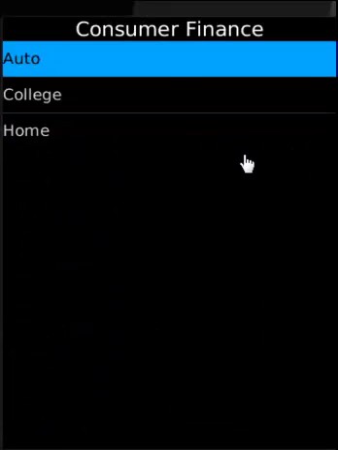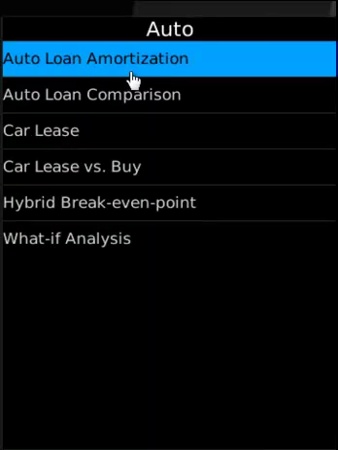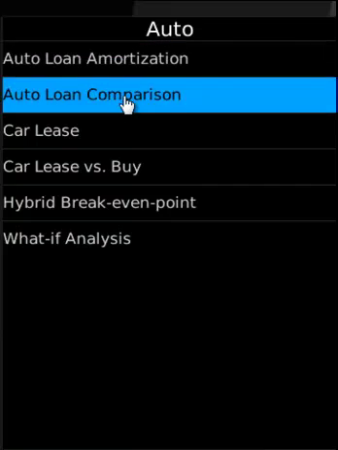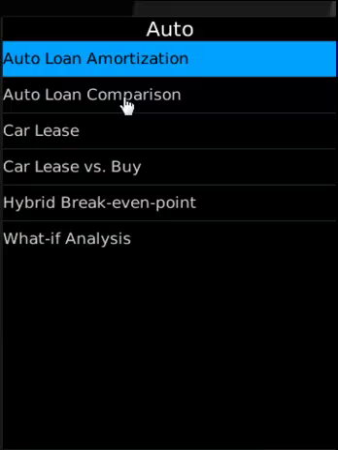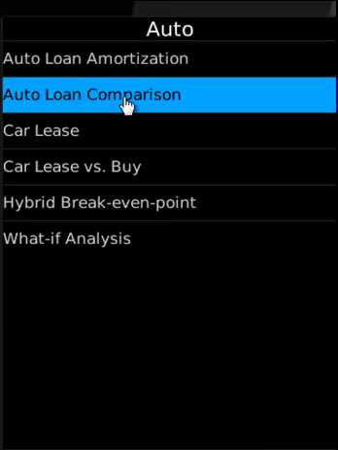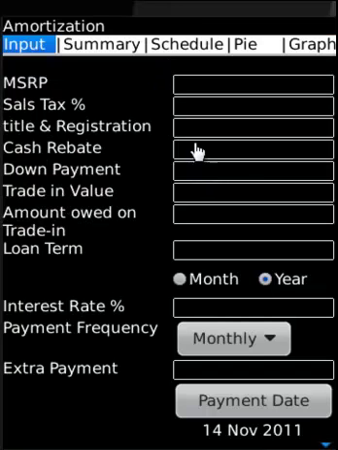So consumer finance, we have auto, we have college finance, we have home. In auto we have amortization, comparison, lease versus buy, hybrid break-even point, and what if analysis. We have covered amortization before. We just briefly skim through it.